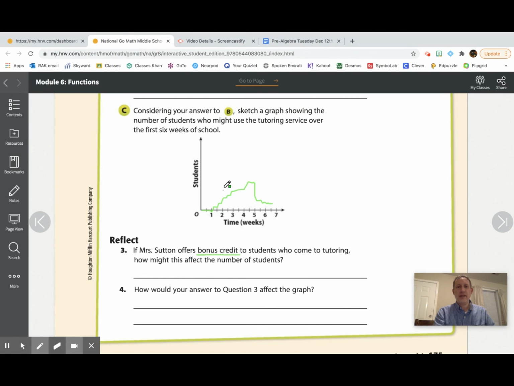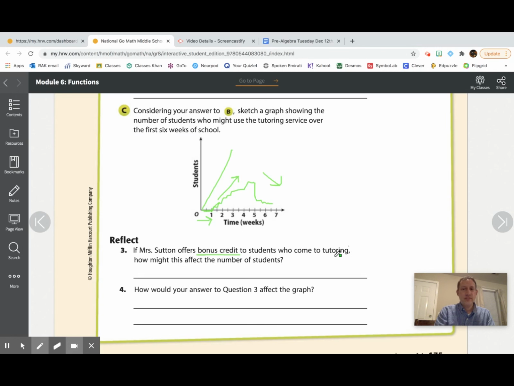Don't worry so much about how high up it goes. Some of you might be going really high. Some of you just might be going a little bit. The main key things is if it's increasing, you want it to go up. If it's decreasing, you want it to go down. And if it's 0, you're not going to be going up at all. And if it's constant, it's going to stay at like a horizontal line.